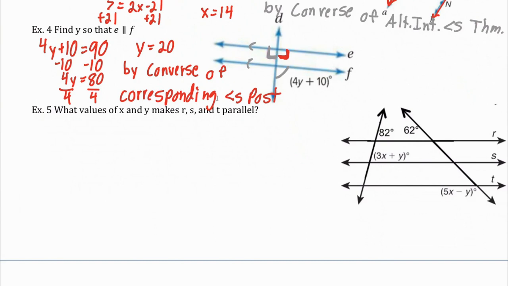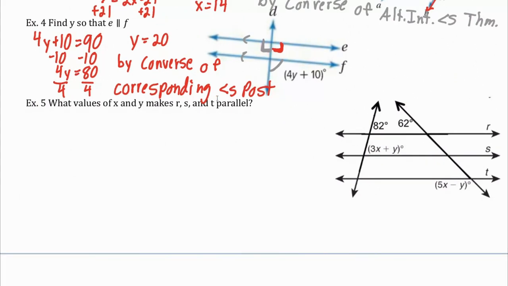Alrighty. We have one more. So this is number 5, and it says, what values of x and y makes r, s, and t parallel? So typically when we do something like this, I would work on one transversal at a time. So we're looking here, and we see that we have this transversal. So I'm really focusing on the two lines where I have measurements. So I'm looking at R and S first.